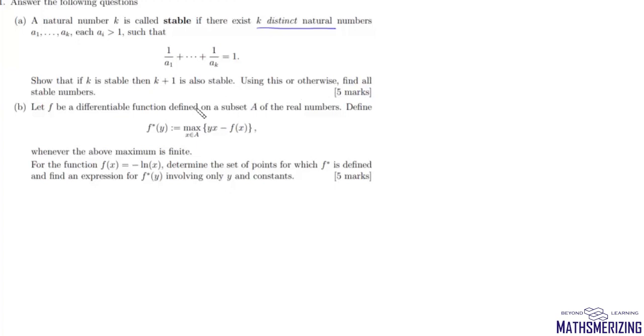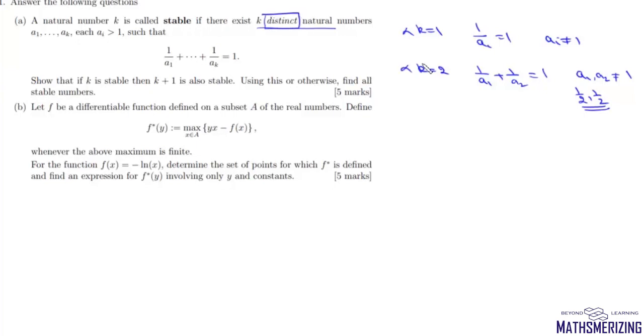Now we know that it cannot be true for k equals 1. So we cannot write 1 upon a1 equals 1 when a1 is unequal to 1. So that means k equals 1 is not stable. What about k equals 2? So we'll take k equals 2, we'll get 1 upon a1 plus 1 upon a2, and this value should be equal to 1. Now this again is possible only when we have both the numbers same, but then it says it is stable if there exist distinct natural numbers. So that means k equals 2 is not stable as well.